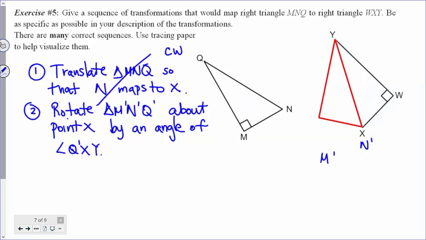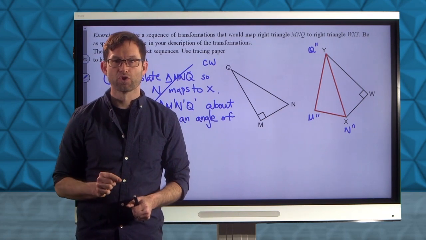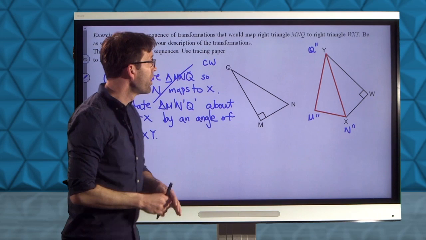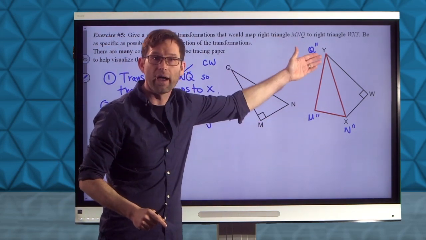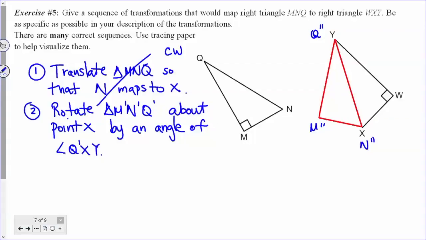Now, technically, we have N double prime, M double prime, and Q double prime. But look at how close we are. And I bet you can figure out what the absolute last transformation is, which is that I've got to flip this triangle across XY. We don't want to use the term flip. What we do want to use is the term reflect.